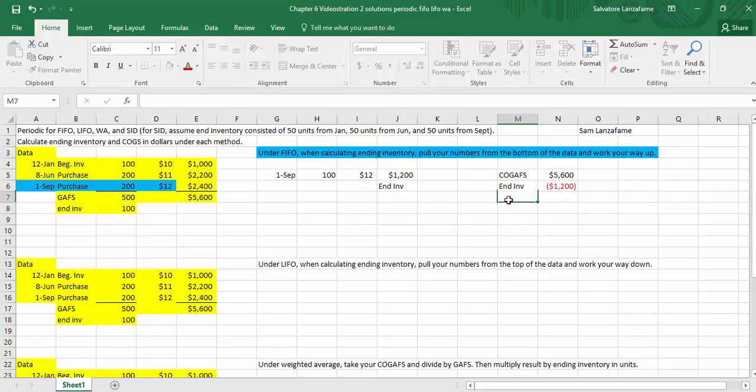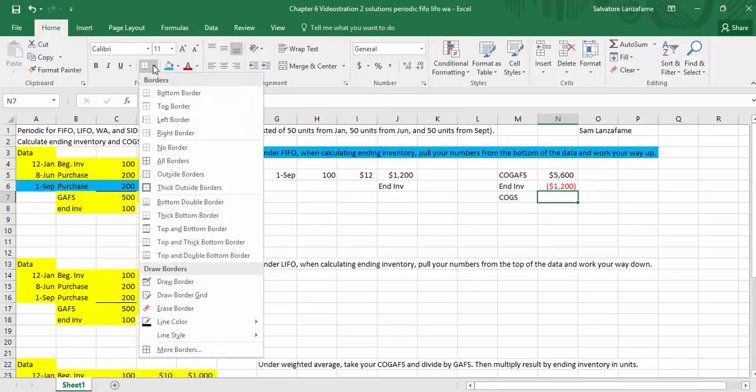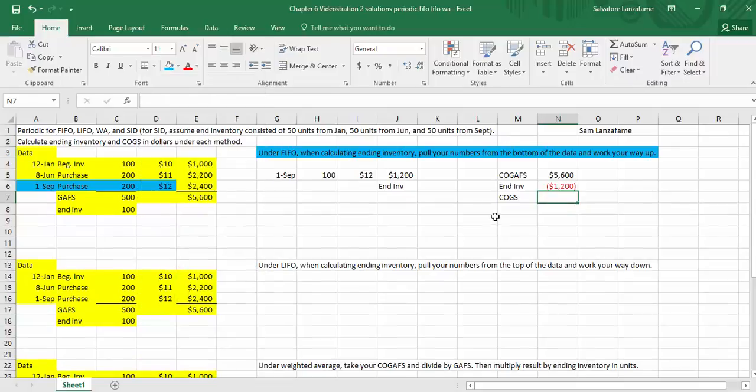And then what we want to do is subtract the ending inventory from the cost of goods available for sale, and we will end up with our cost of goods sold results. Not too challenging of a math question, 5,600 less the 1,200, and our cost of goods sold result is 4,400. That's it. That's all there was to calculating FIFO. So the key was figuring out the ending inventory first and then subtracting that result from the cost of goods available for sale, and that gives us our cost of goods sold.